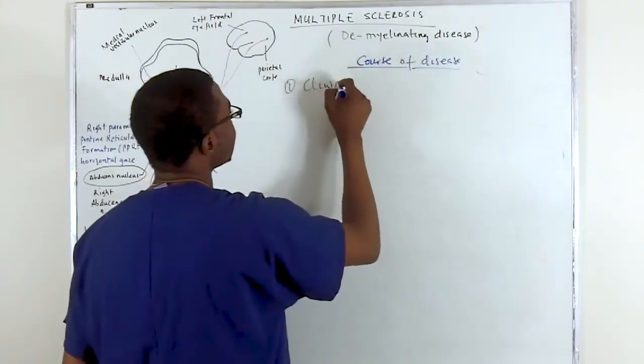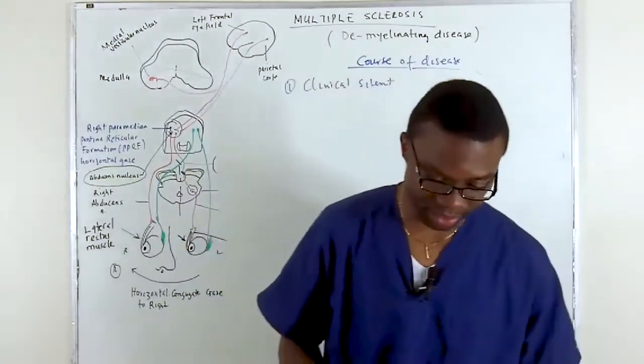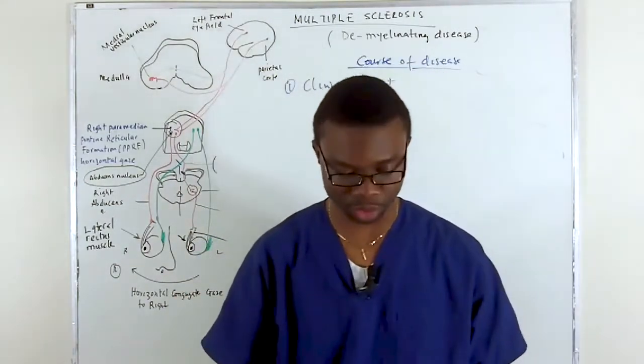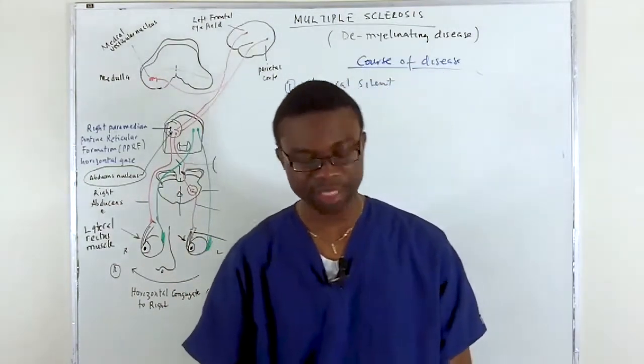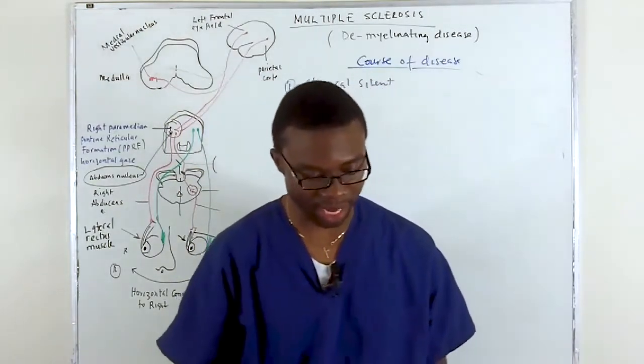Clinically silent. What do we mean by clinically silent? Well, this is often known as the benign or stable multiple sclerosis. Often there might be some progression of this disease later on in life.